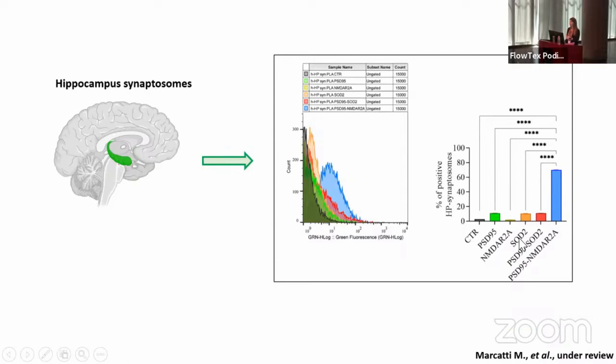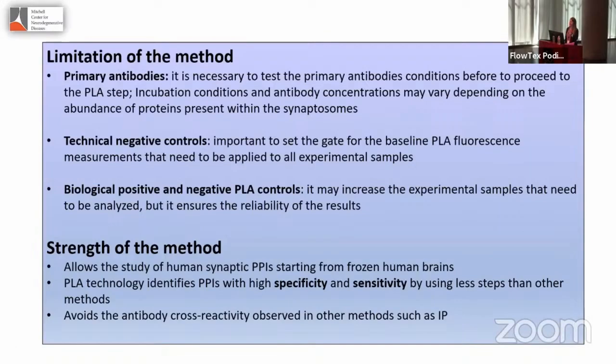But when you want to analyze proteins that you don't know, that is something you have to keep in mind. That's why there are limitations, or, if you prefer, crucial points for this method, and one is the primary antibody. As Meredith said before, titering the antibody is crucial because we don't want to risk false results, negative or positive. It's important to use technical negative controls to gauge the baseline PLA fluorescence, and biological positive and negative controls, to ensure the reliability of your results.